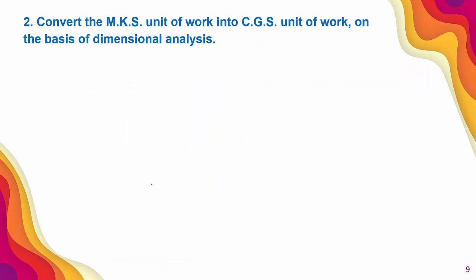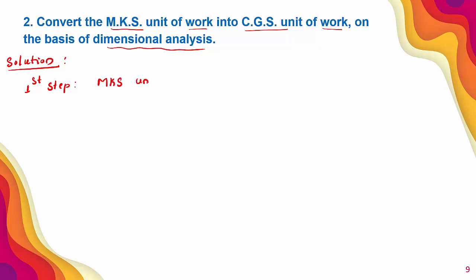Yes, I will solve one more example. You can observe, convert the MKS unit of work into CGS unit of work on the basis of dimensional analysis. You already studied one example, so follow that example to solve the second example. Try to solve yourself. What is the first step? The first step is we have to write its unit in MKS as well as in CGS. So MKS unit of work. What is the MKS unit of work? MKS unit of work is joule.